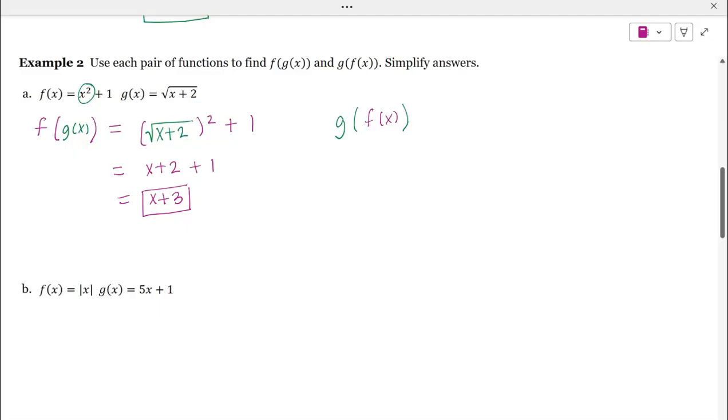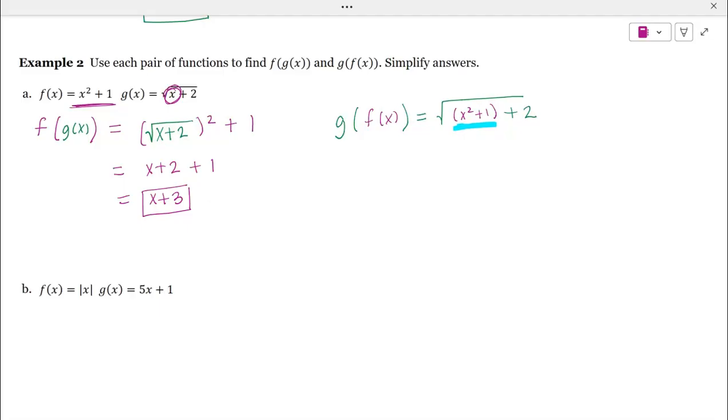So now I'm going in the other direction. I'm going to take this entire function and I'm going to plug it in for x in this second function. So we'll have the square root of x squared plus 1 plus 2. So again, this is our new x. I keep the structure of the original function the same.